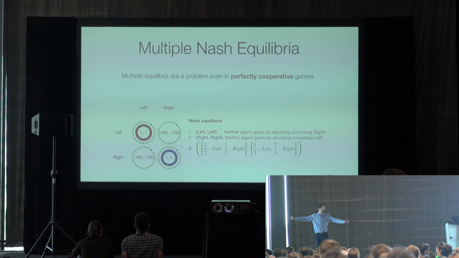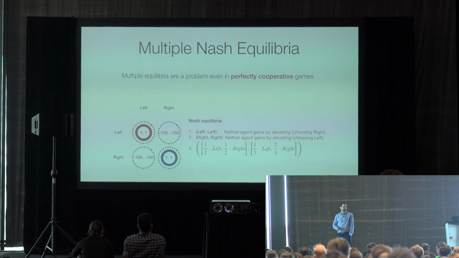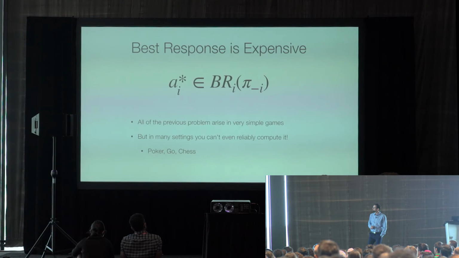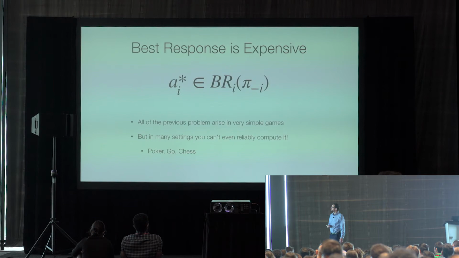So again, in some sense, game theory doesn't even tell you what side of the road you should drive on. That seems like the simplest possible multi-agent system. Okay. And then there's just, this has kind of just been a laundry list of complaints about game theory. Here's my last item on the list.